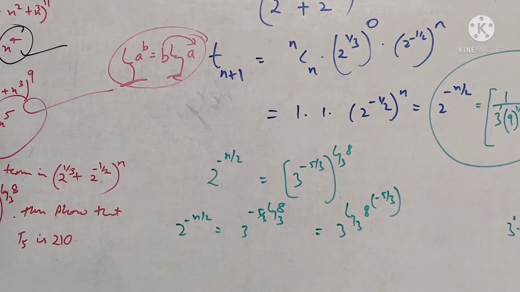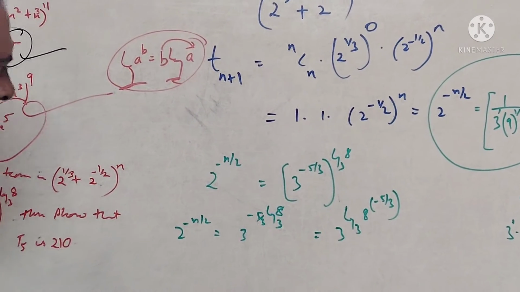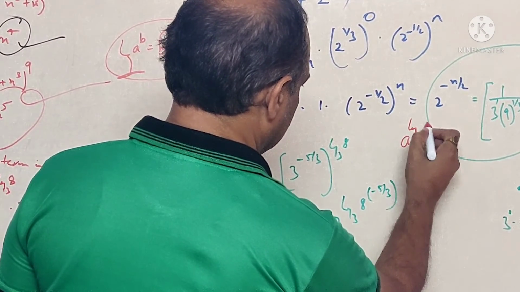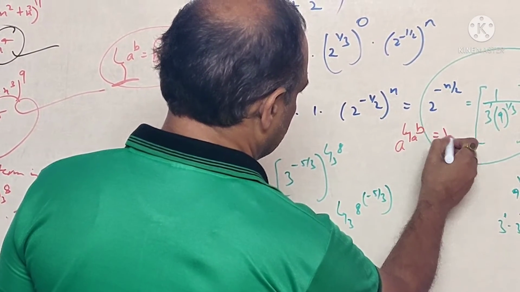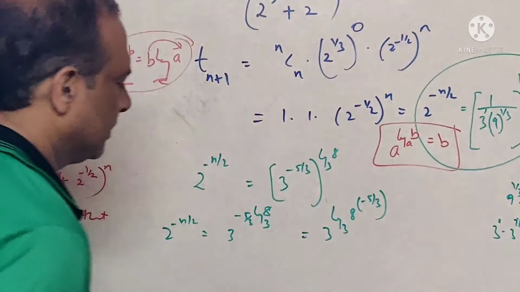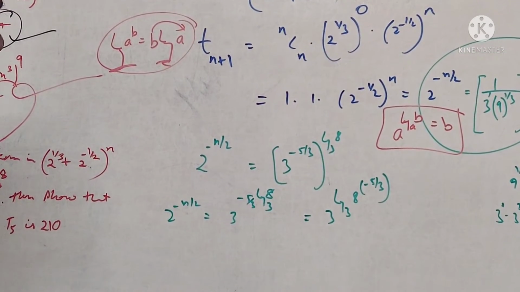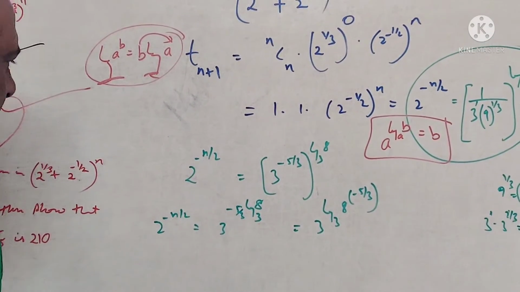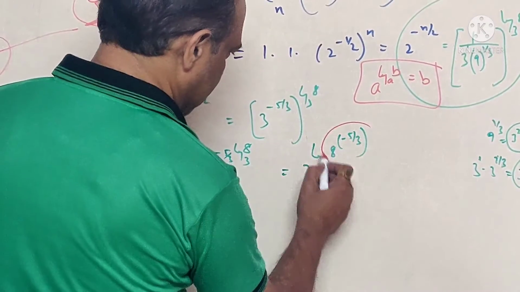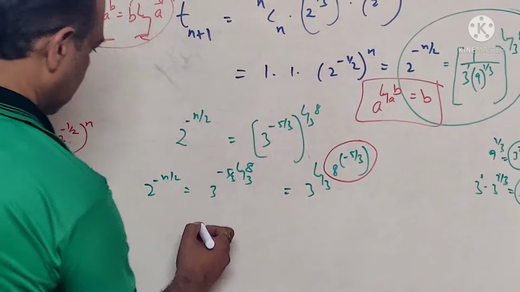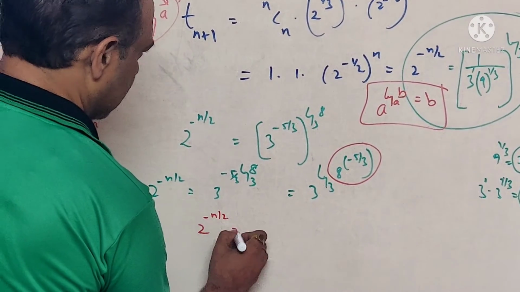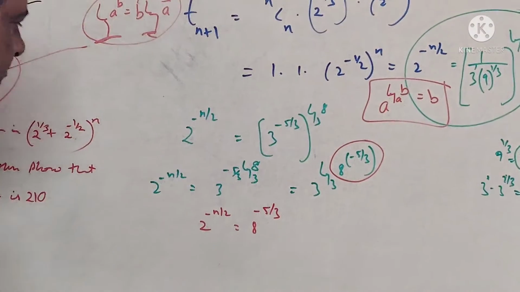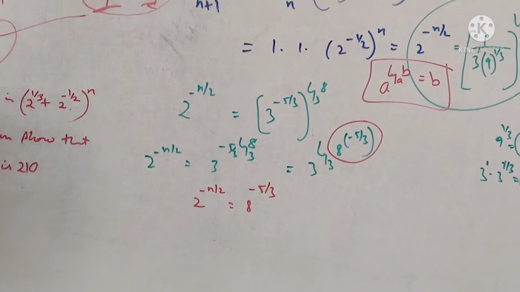Now, you know one more thing. If it can be written as a power log b base a, then it is equivalent to b. If a has the power log b base a, then it is equivalent to b. Therefore, we can write 2 raised to power minus n by 2 is equal to 8 raised to power minus 5 by 3. Clear?